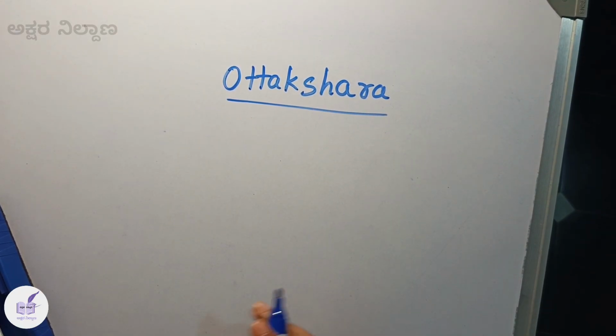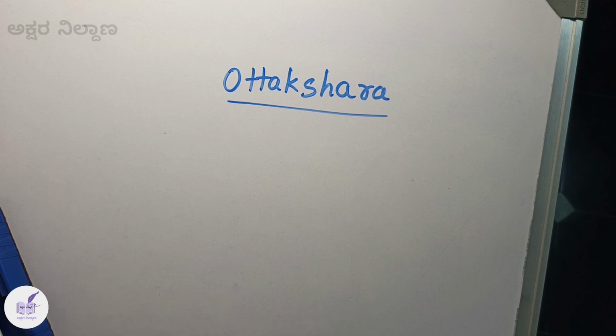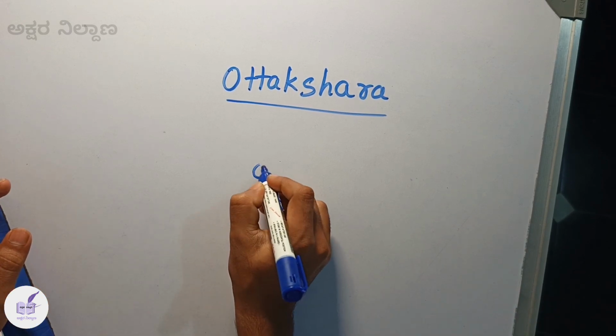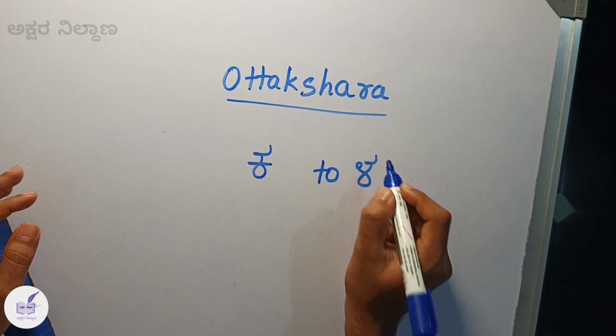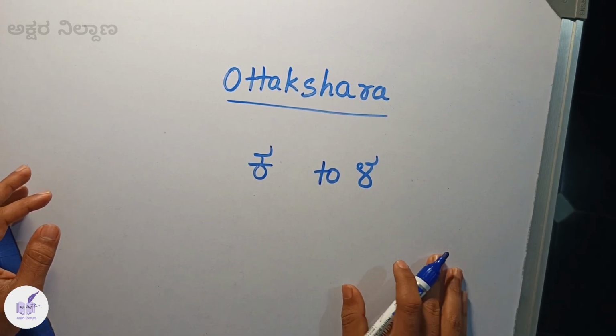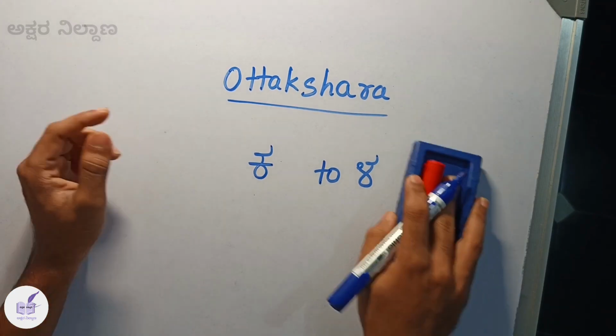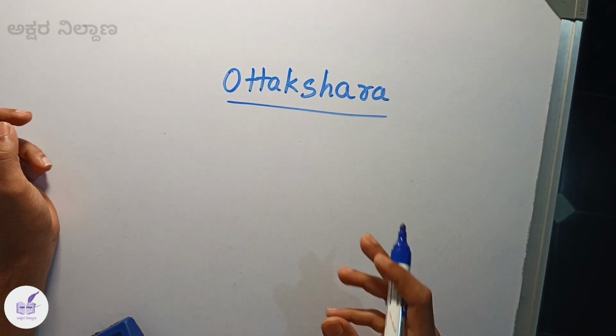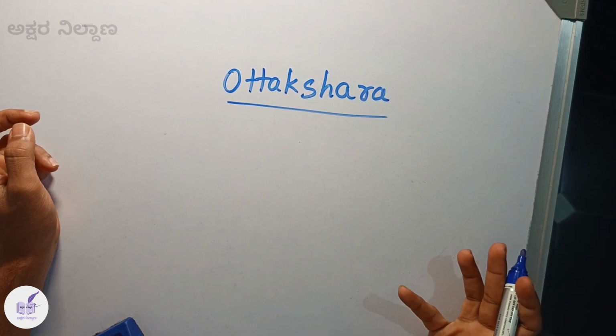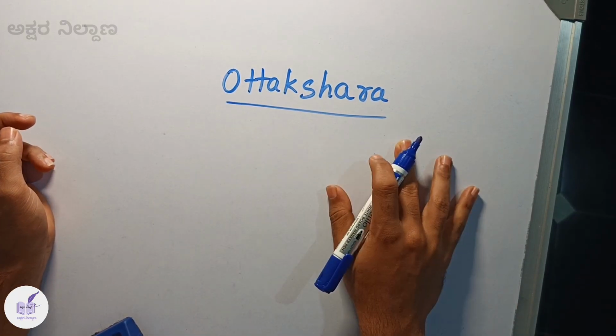It is generally a combination of consonants with consonants. Now you know what consonants are. You can turn to your notebook and see the letters from Ka to La, which are generally called consonants. So we are combining consonants with consonants. It may be the same consonant or it may be different consonants. That is called Uttakshara.